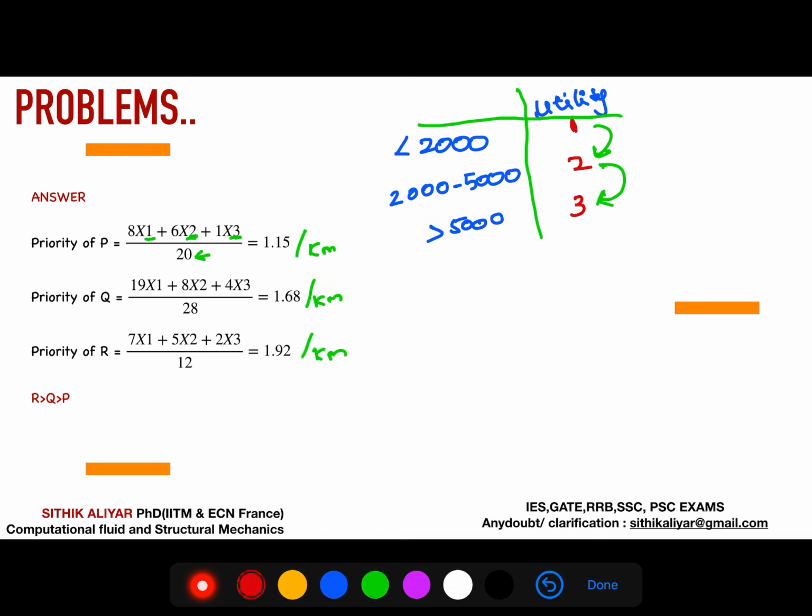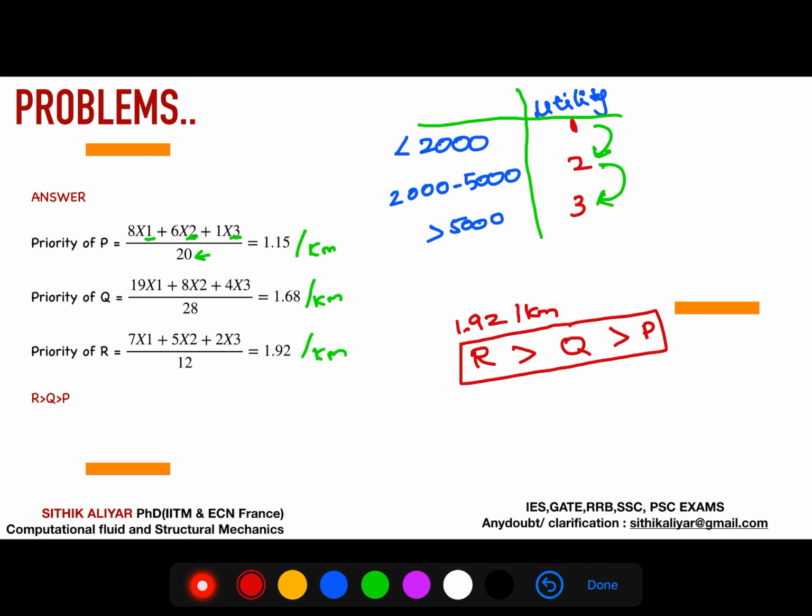So seeing the answer, you can see road R will have 1.92, meaning if you put the road R, the people will be using it 1.92 times. Okay, the utility will be 1.92 per kilometer. So R is utilized very highly compared to Q, compared to P. So this is how I came to it.